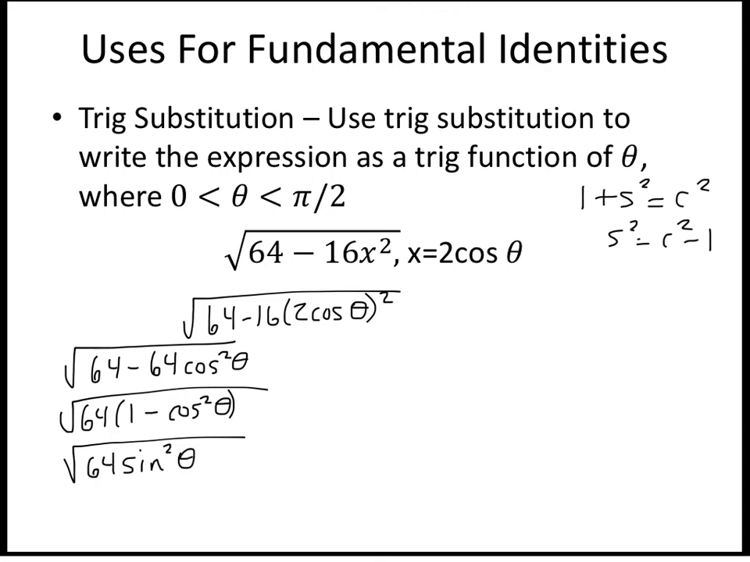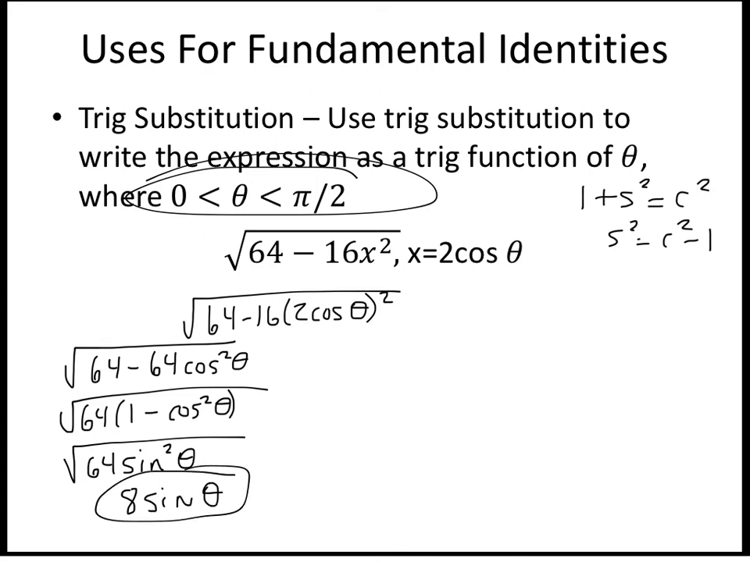Now, 64 is really 8 squared, and sine squared is just sine squared. So when I take the square root of both of these, since I'm limiting everything to the first quadrant, we can only consider positive values. So we are going to simplify this down to 8 times sine of theta. Now, if I hadn't limited it to the first quadrant, it would be kind of crazy. But we did, so we're good.